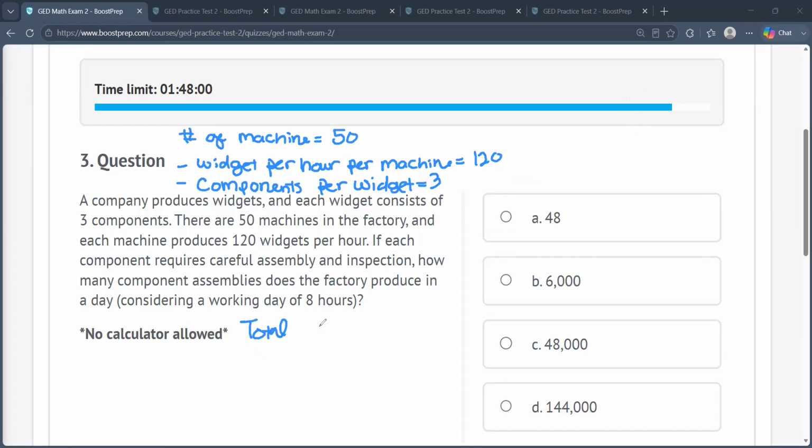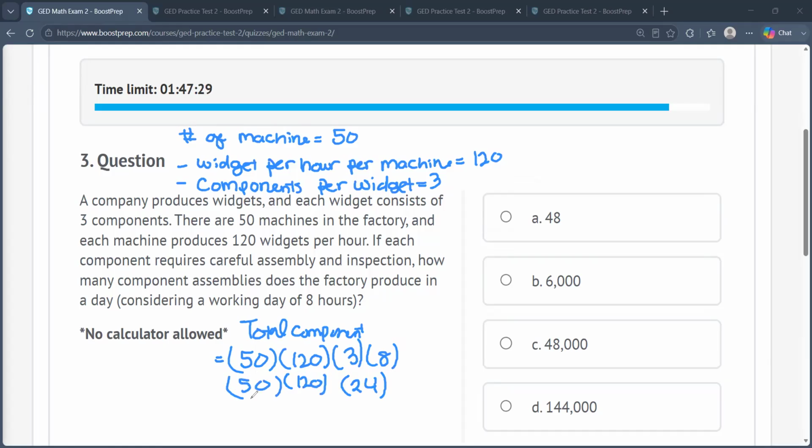Total component is basically 50 times 120 times 3 times 8. That's it. We can't use a calculator, so let's do this very carefully. What's 3 times 8? 24. 8 times 3 is 24. Times it by 120 times by 50.